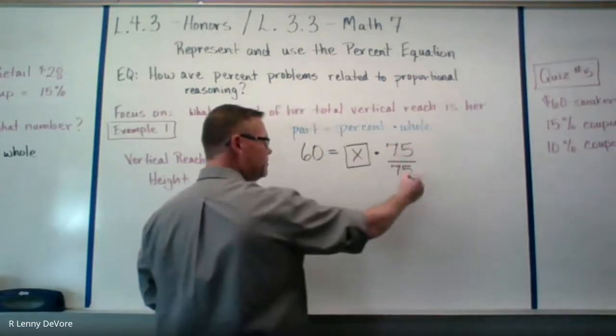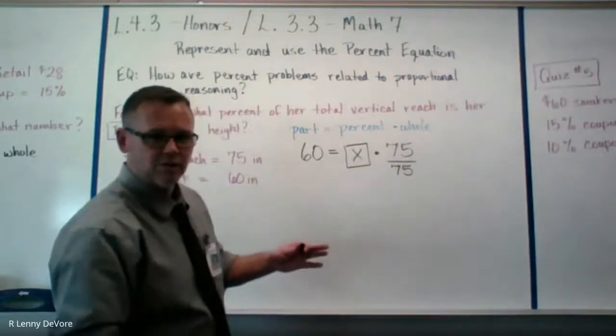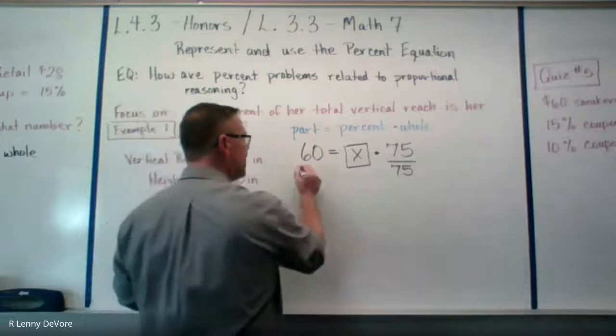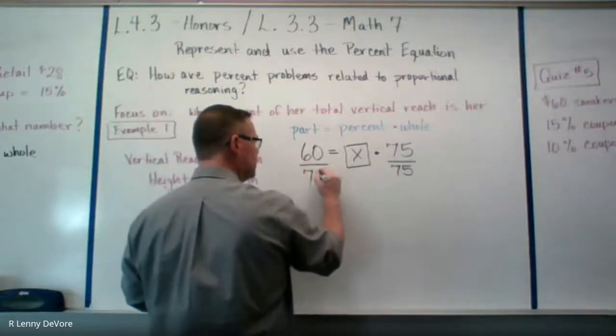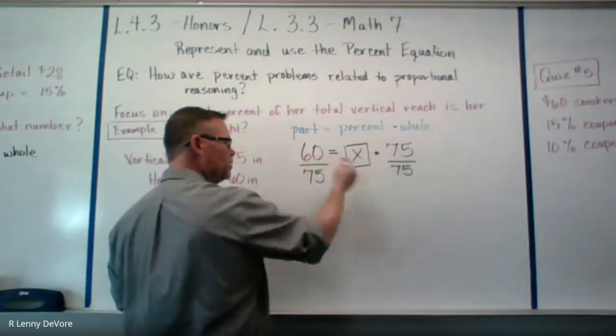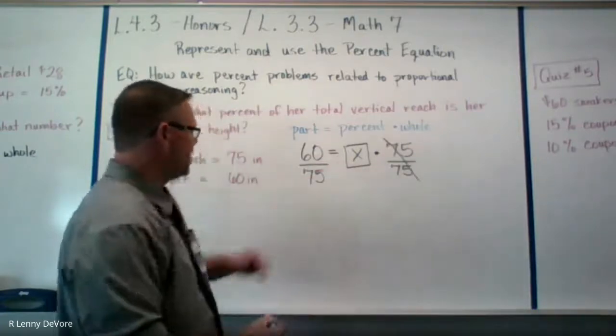75 divided by 75 is 1. 1 times X is simply X. But in order to do this, I have to go through and also divide by 75 on this side. If I don't divide by 75 on both sides, the equation does not stay equal. So this is gone. X is by itself.